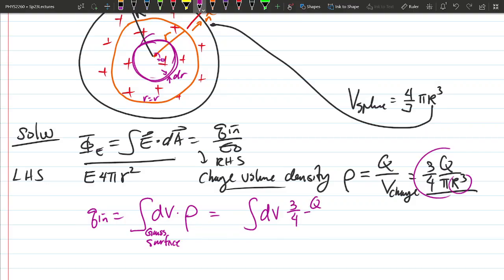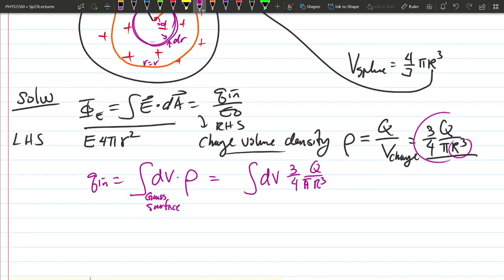3/4 Q. There's a pi on the bottom. There's an r to the third on the bottom. So how do I do this little volume integral? So these are constants, so you can put it in front. 3/4 Q pi r to the third. There's a pretty smart way to do it.